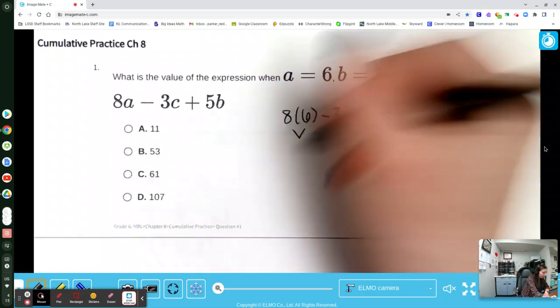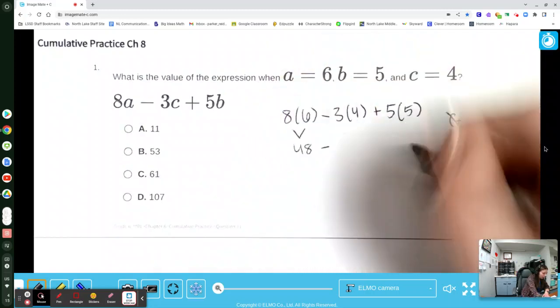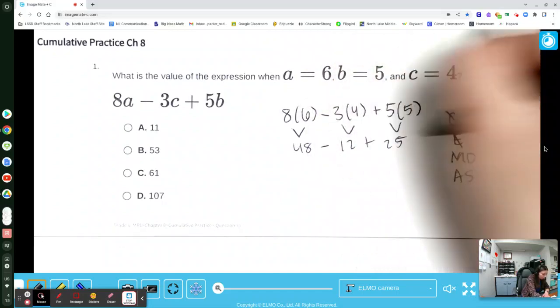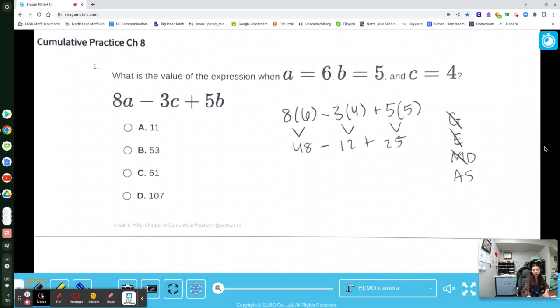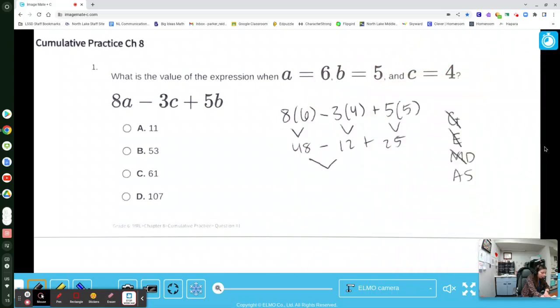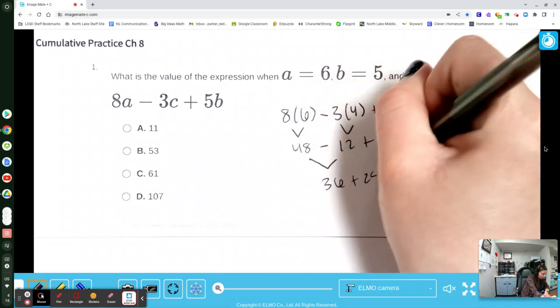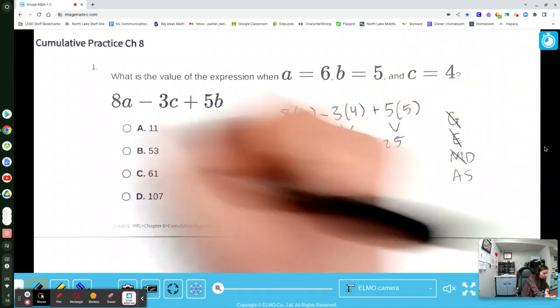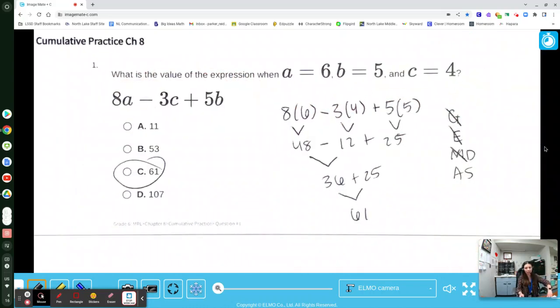So I'm going to do 8 times 6 first, which is 48. Next would be 3 times 4, which is 12, and then 5 times 5, which is 25. And now I'm ready to do addition and subtraction again from left to right. So we're going to start with this 48 minus 12, which is 36. And then we can add 36 and 25. That's going to be 61. So the correct response would be C, 61.